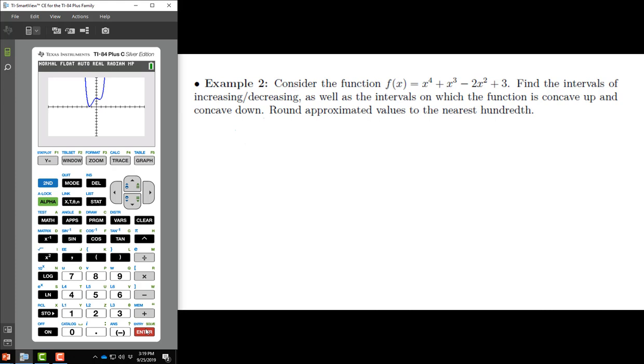But now let's think about what we did in the last example. In the last example, when we looked at intervals of increasing and decreasing, we noticed that we were really needing to find the local minima and the local maxima in order to figure out where it was increasing and decreasing. We also needed to find inflection points to know where it was concave up and then where it was concave down. So let's start by trying to find some of those important points.